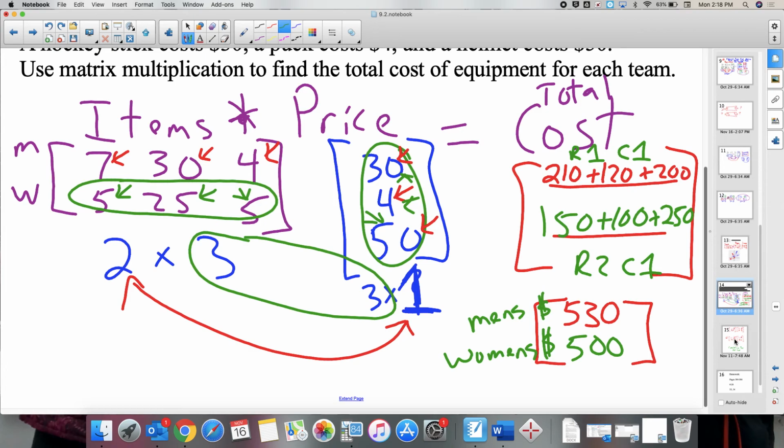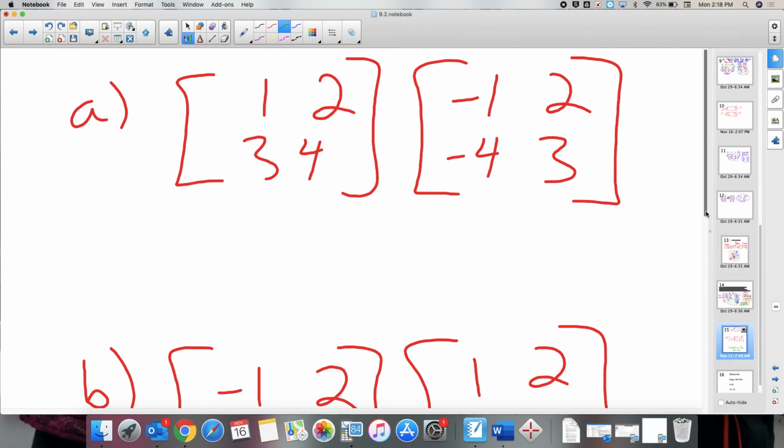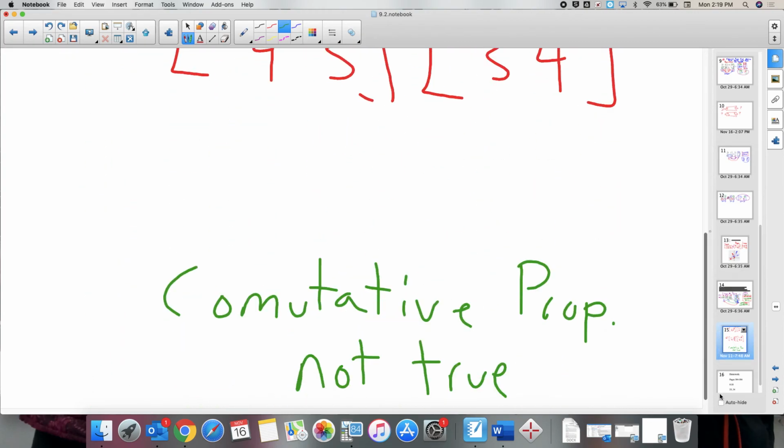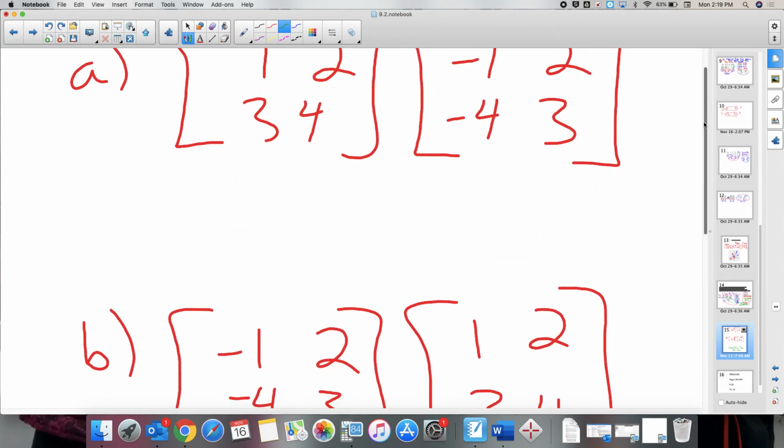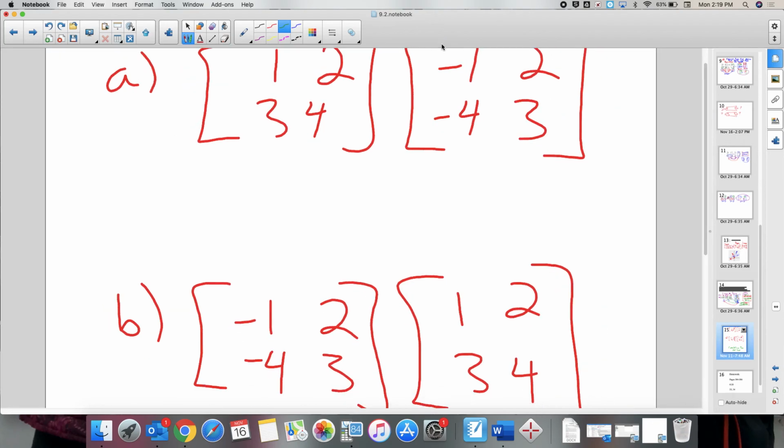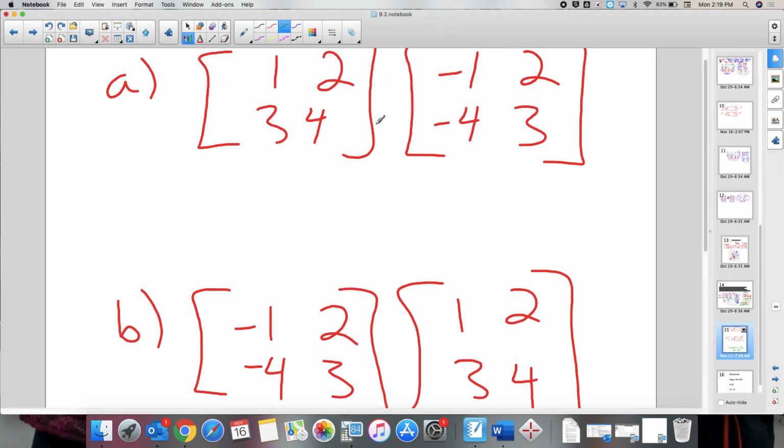Now, one quick thing to talk about on your homework tonight. You're going to see problems where they ask you about your commutative property or the associative property. Remember, commutative property is just going to flip the order of these. So if I were to multiply my two matrices together, here I would be doing 1 and 2 times a -1 and a -4. First times the first is -1. Second times the second is a -8. -1 and -8 gives me a -9.